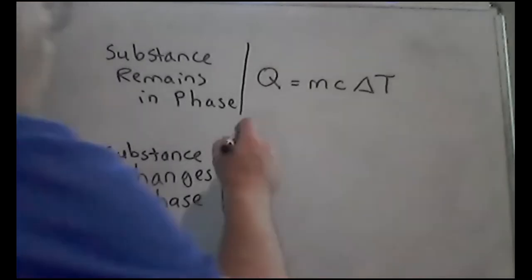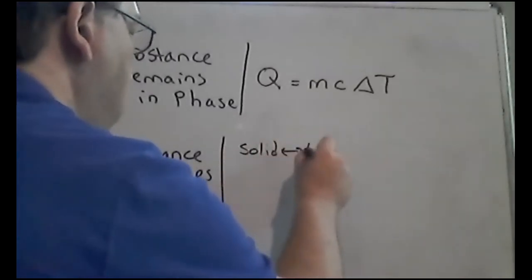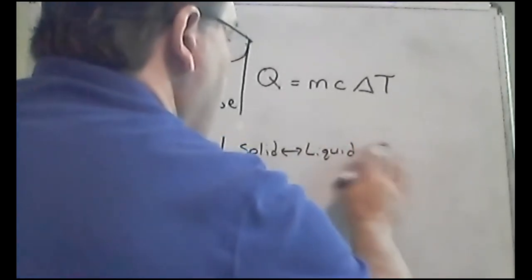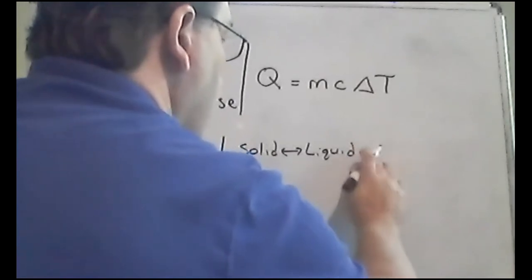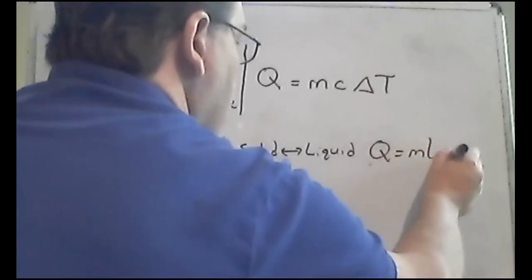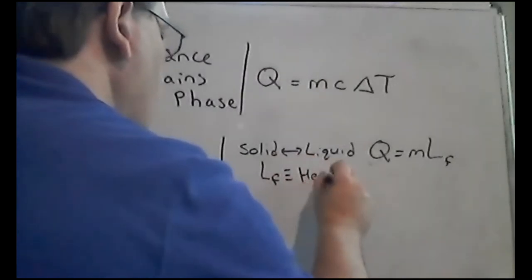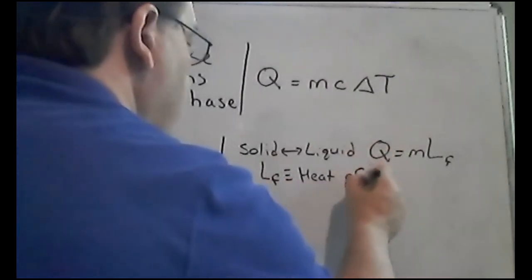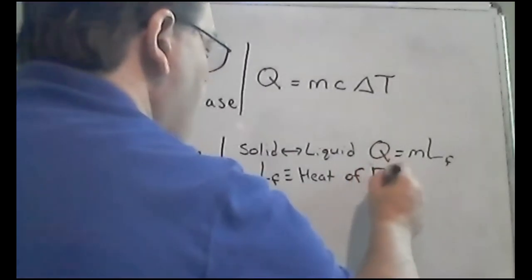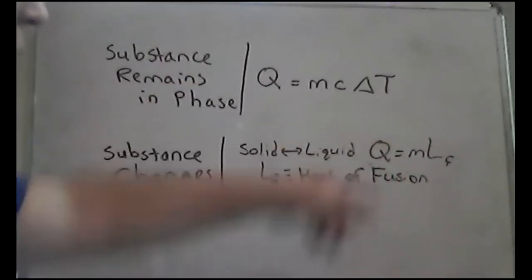So if we're talking about solid to liquid, or vice versa, we say that the heat required for that is directly proportional to the mass, multiplied by what's called the heat of fusion. And this is a value you have to look up. Each substance has one. The values are very large, generally in hundreds of kilojoules. And again, it depends on the mass, on its quantity.